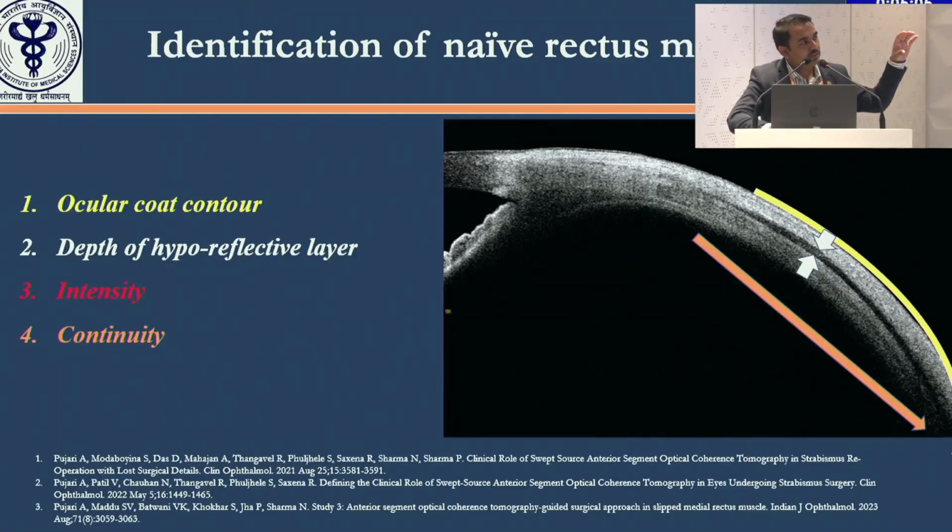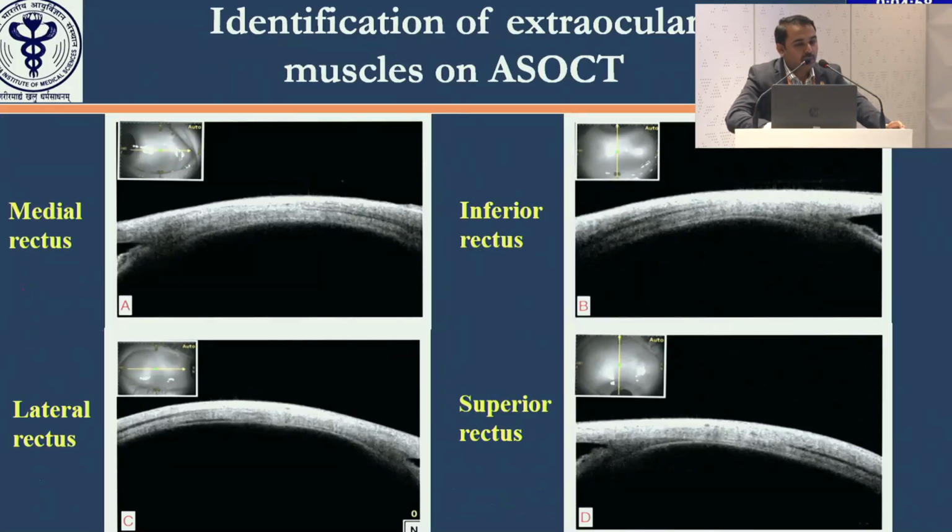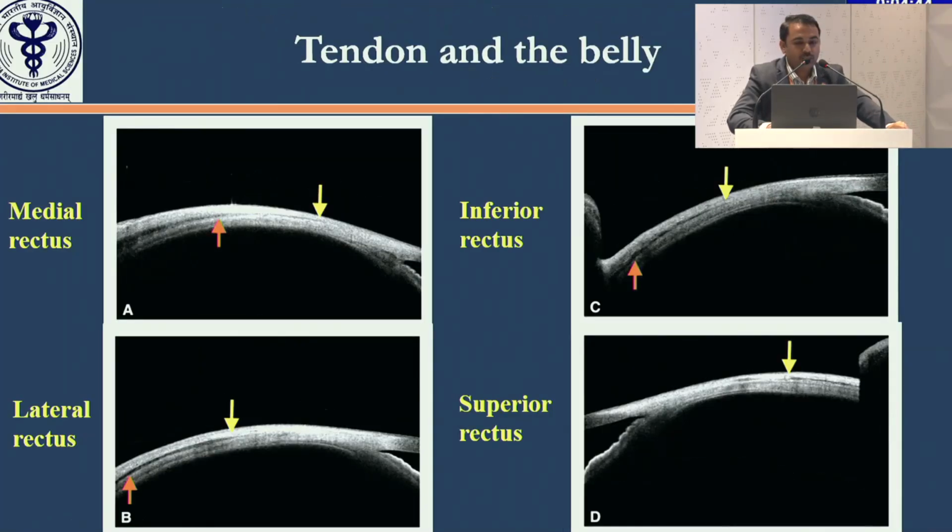If you take the ocular scan and these 4 features are fulfilled, then you can identify this as a normal rectus muscle. So by adducting, you can see this is a medial rectus muscle and this is an inferior rectus muscle. This is the lateral rectus muscle and this is the superior rectus muscle. So this is how you correlate the 4 findings and that's how you can identify the muscle. You can also identify the muscle belly and the tendon very roughly.